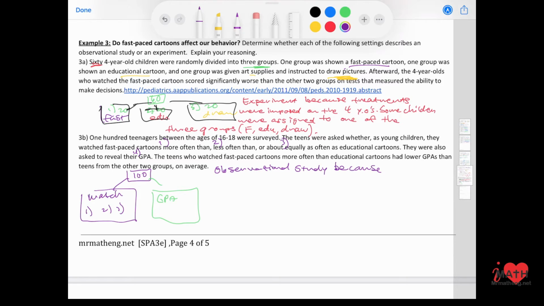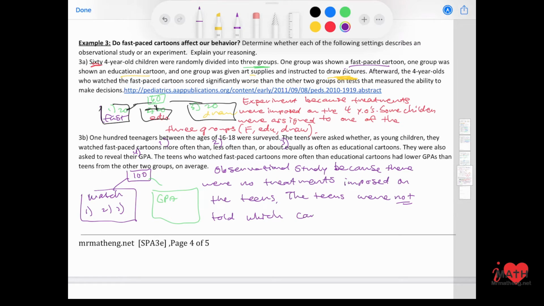Because there were no treatments imposed on the teens. The teens were not told which cartoons to watch and how often.